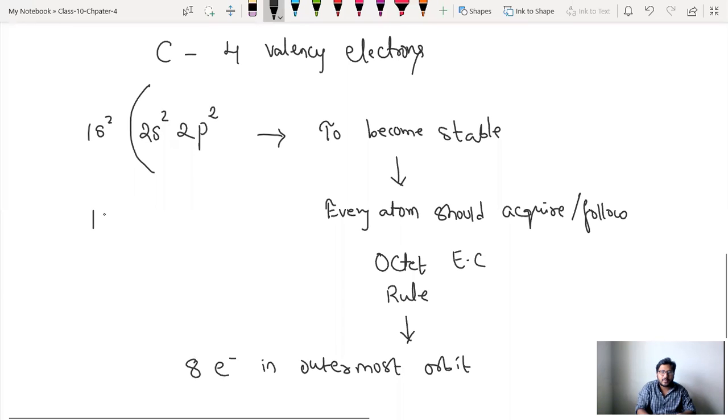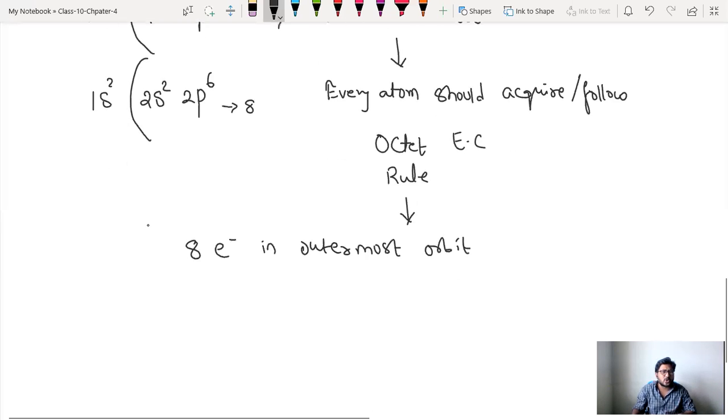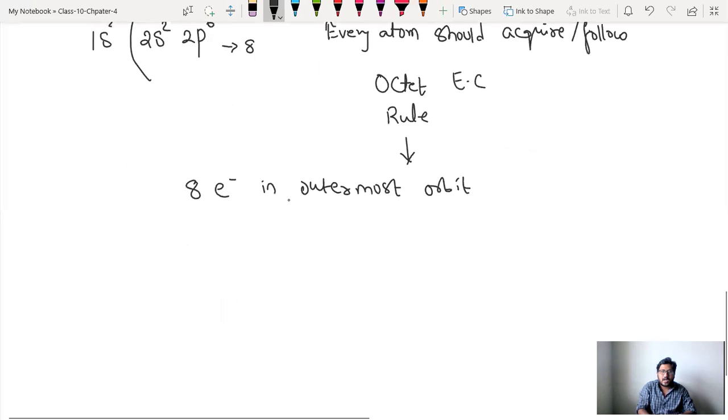I mean, it should become 1s2, 2s2, 2p6. So this is outermost orbit. 6 plus 2, that is 8, isn't it? If any atom has octet rule, then we can call it as stable. Not only 2s2, 2p6, guys, in 9th class what we have learned? 8 electrons in outermost orbit means ns2, np6. Here, n represents orbit number.